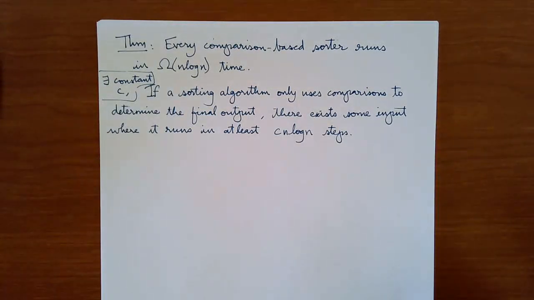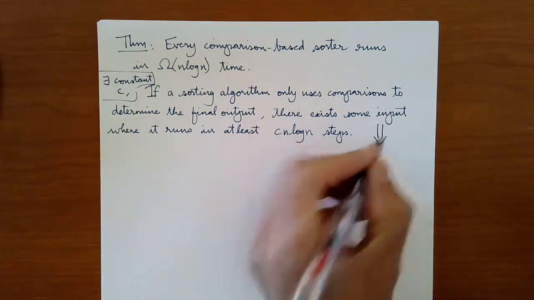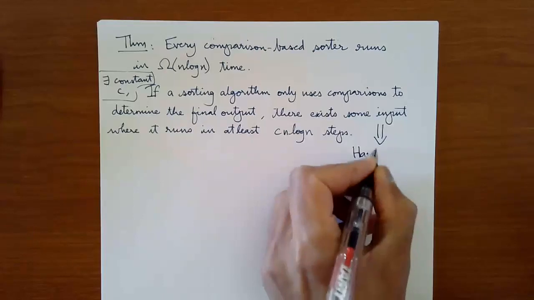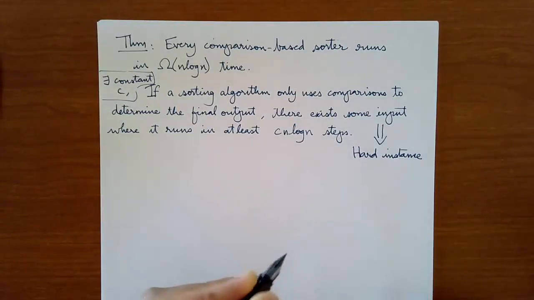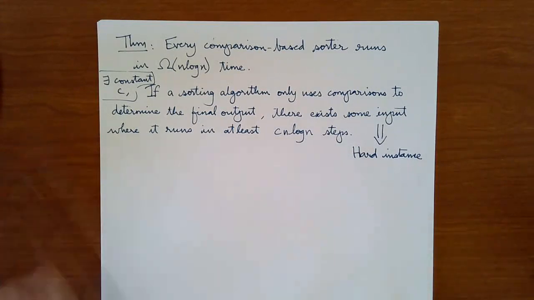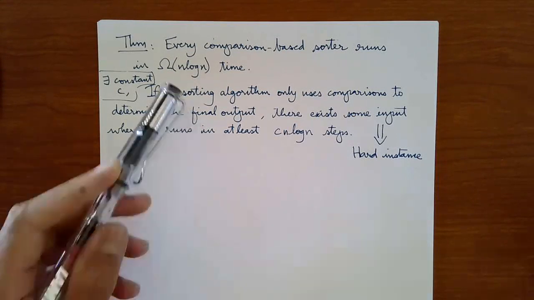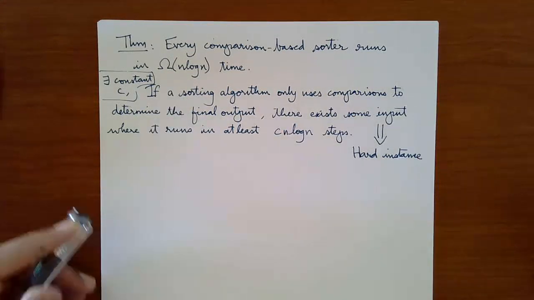This is important, right? So there is some absolute constant, so that if a sorting algorithm only uses comparisons to determine the final output, there is some input where it runs at least Cn log n steps. This input is called a hard instance for that algorithm. Note that the hard instance doesn't have to be hard for all algorithms. Each sorting algorithm may have a different hard instance.